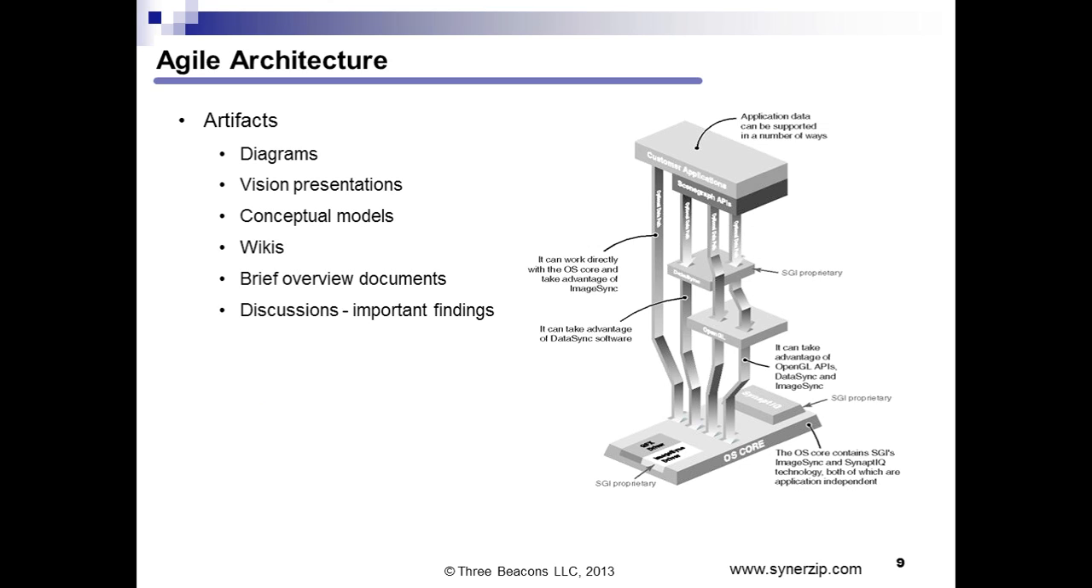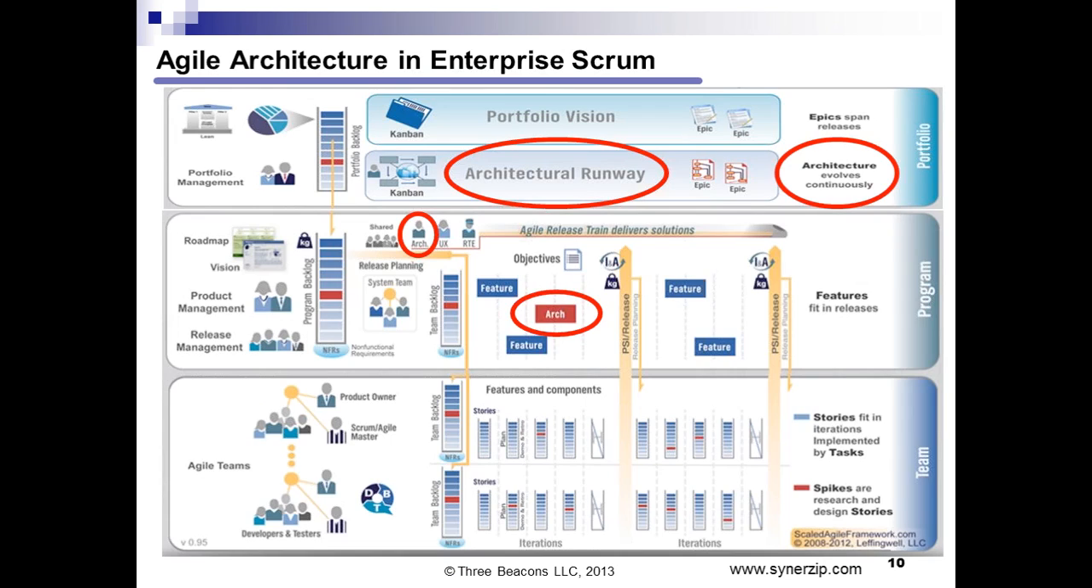Now, how does architecture in Agile scale? This is Dean Leffingwell's capture of how Agile scales in his excellent book called Agile Software Requirements. And you'll see at the very highest level, the portfolio level, there's an architectural runway, and it has these architectural epics that are big, broad activities that basically say we'd like to re-architect our system to better support fill in the blank. And then the point is that the architecture evolves continuously.